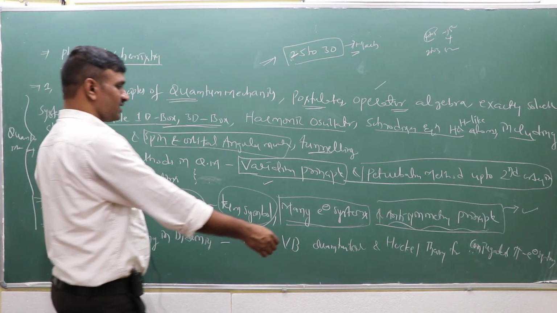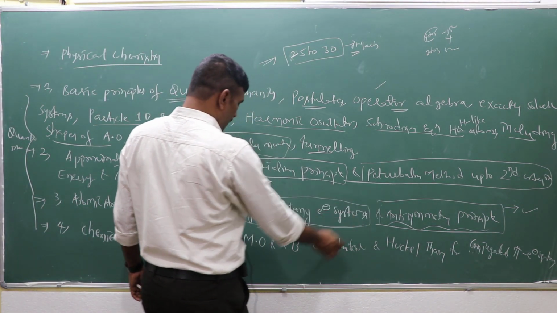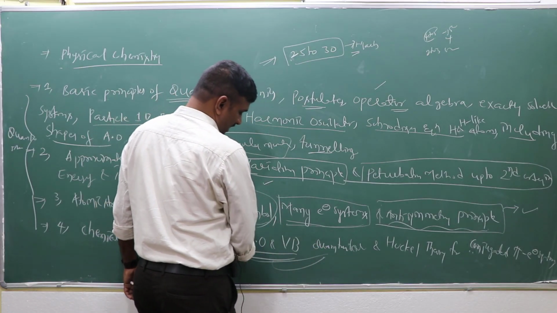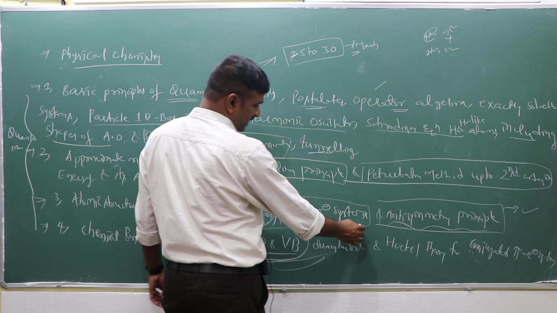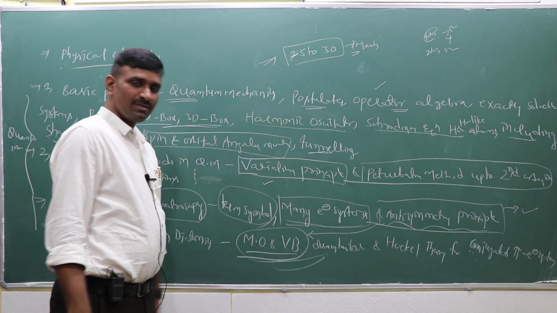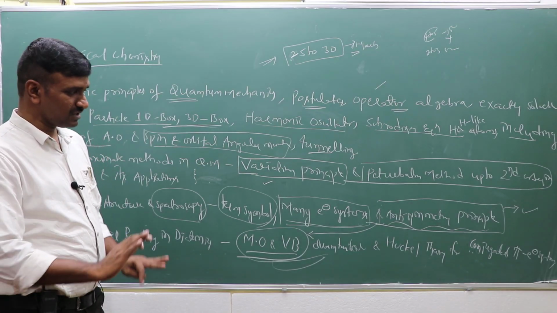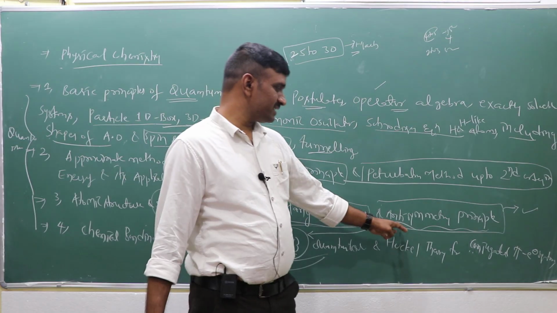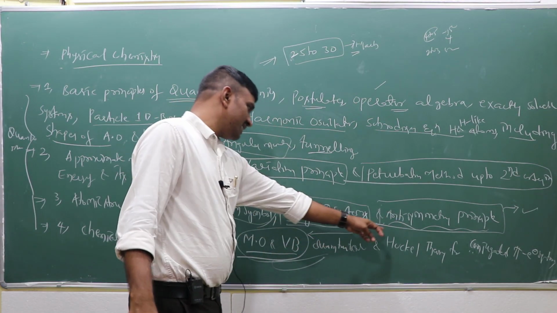And these combinations are also related to the molecular orbital and valence bond theories. There is a link between many-electron systems and the antisymmetry principle, molecular orbital and valence bond theory. The question is also not independent. So based on molecular orbital and valence bond theory as well as the antisymmetry principle, there is a question.